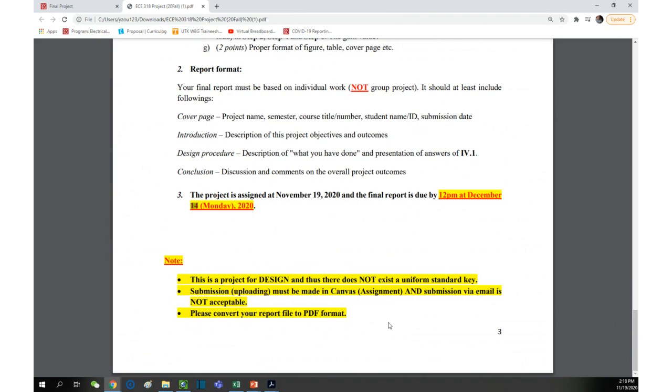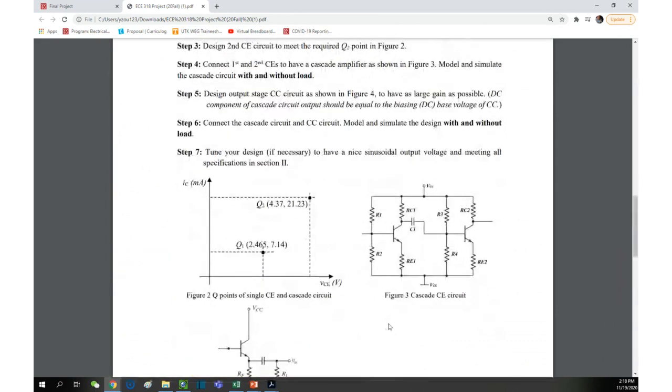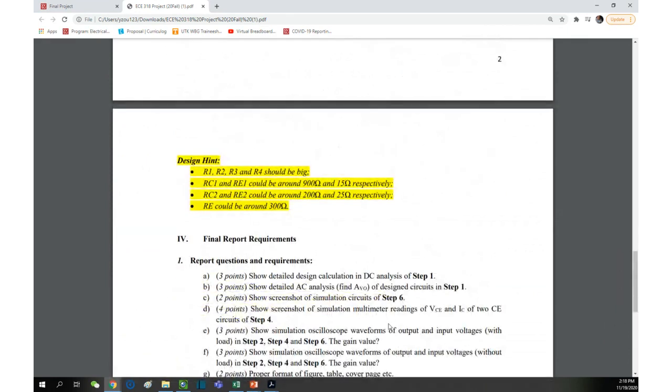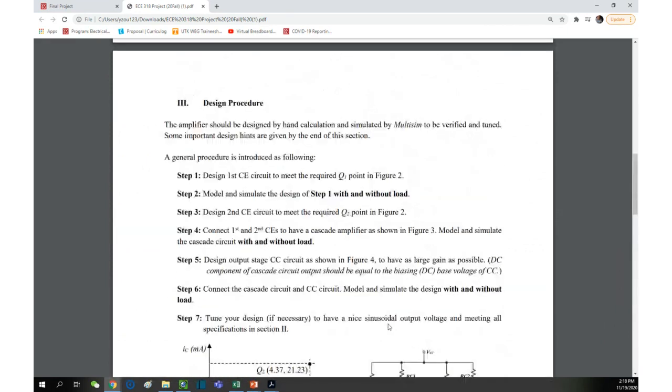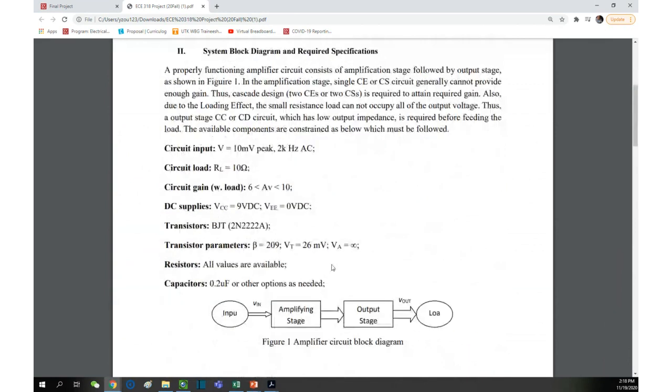There's no uniform standard key. I'm not saying your resistance has to be a certain value. No, I'm not regulating that. The only requirement here, listen carefully, is here. This is the only requirement. You're implementing this. You're making this happen.